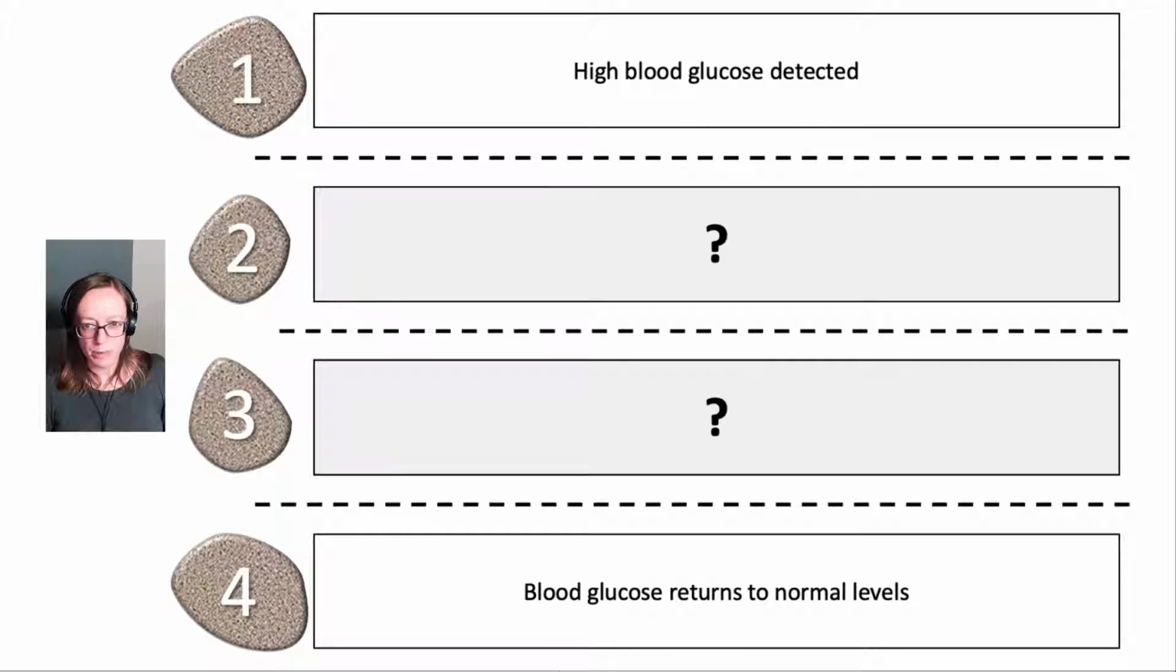So step 1, high blood glucose is detected, and then we want to know what are steps 2 and 3 to get blood glucose back to normal.